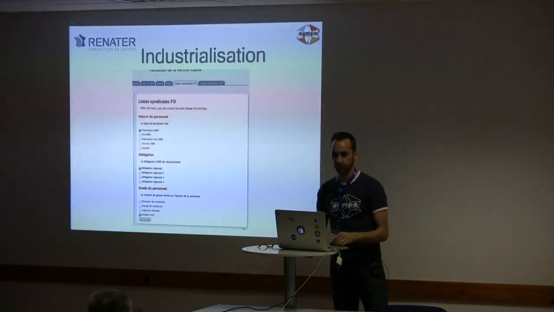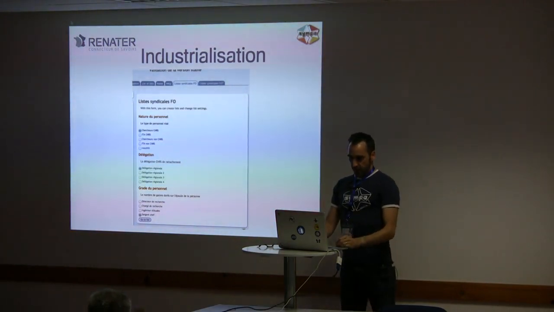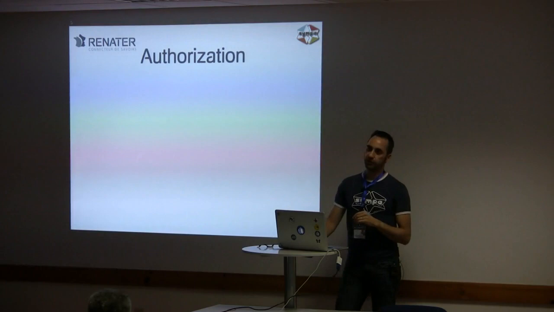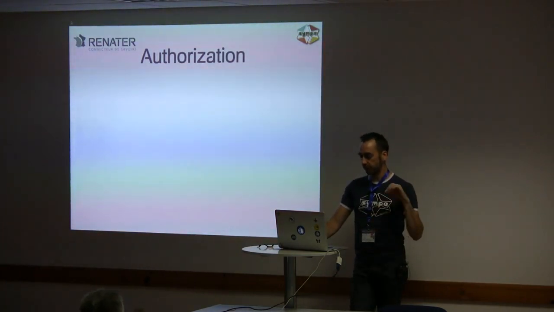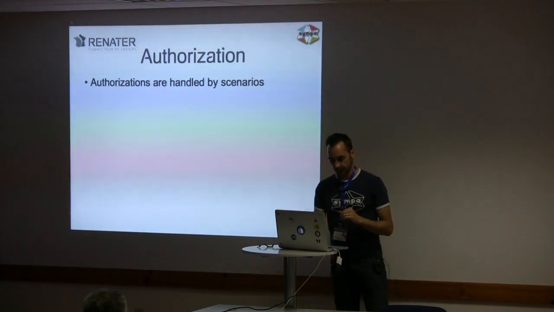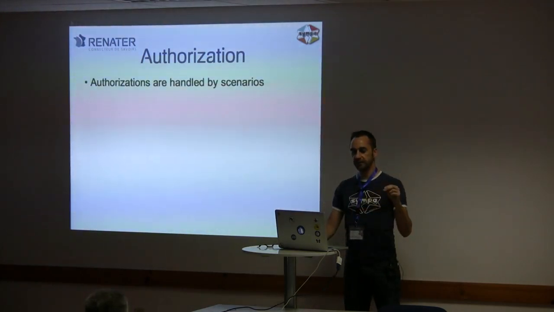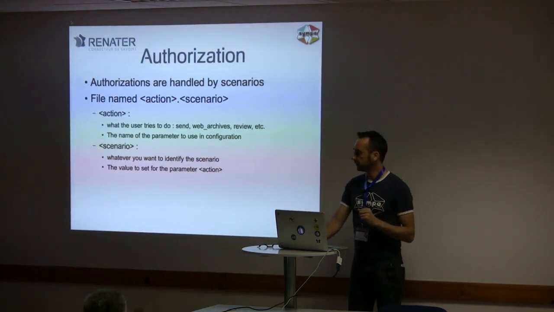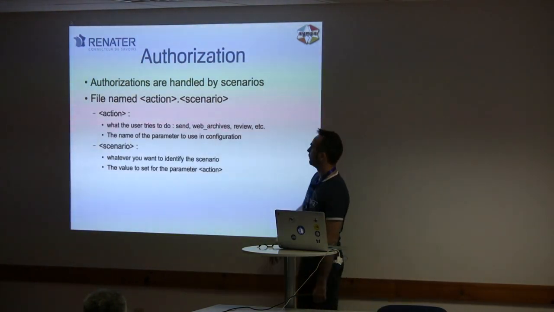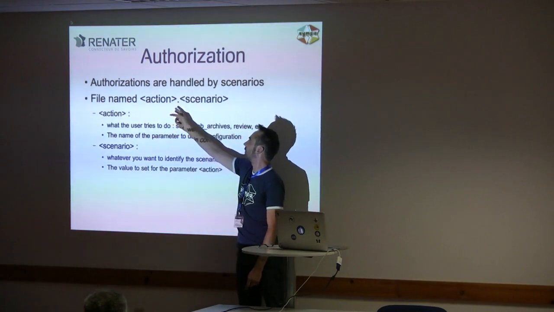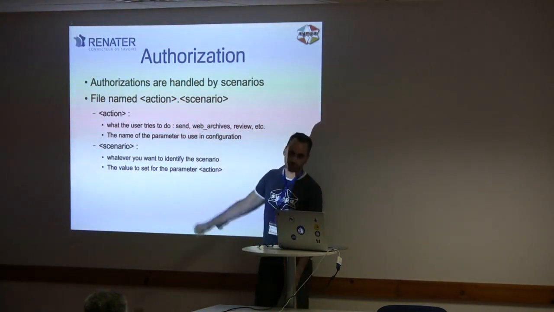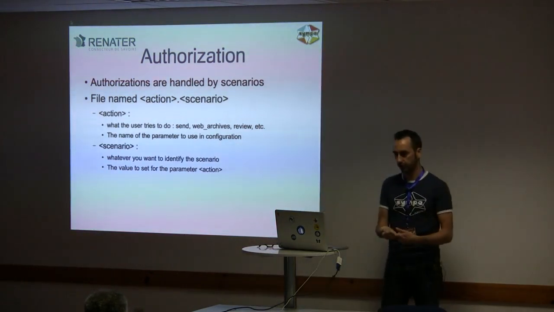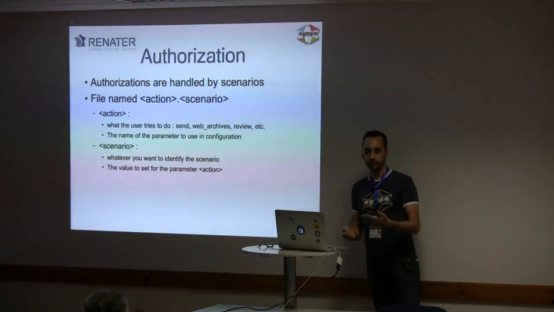It's enough, industrialization. Okay, next topic, authorization. I say we were original about it. That's an interesting feature and one I like to point out. Authorization in Sympa are handled by what we call scenarios. What's a scenario? It's a file named action.scenario. An action is what the user tries to do. Sending a mail, access web archives, review the list of subscribers, etc.